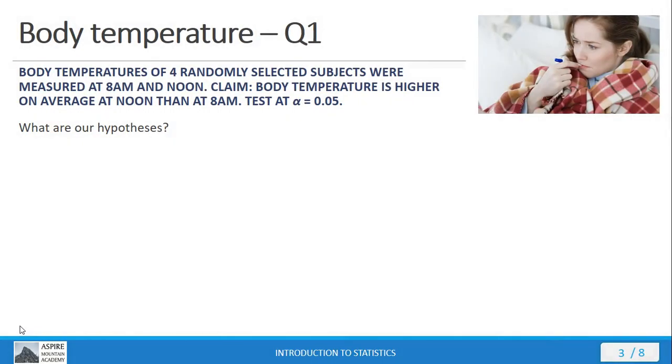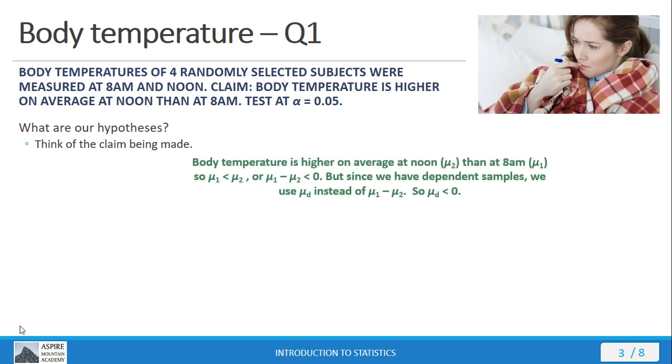First question we're asked is about our hypotheses, and of course, to test the hypotheses, the first thing is to look at the claim. So what is the claim that's being made here? Well, it says the body temperature is higher at noon than at 8 a.m. So that means we're actually going to use the 8 a.m. first as our subscript 1, because here in the problem statement, the 8 a.m. sample is mentioned first, and then the noon one is mentioned second. So we're going to set it up this way.